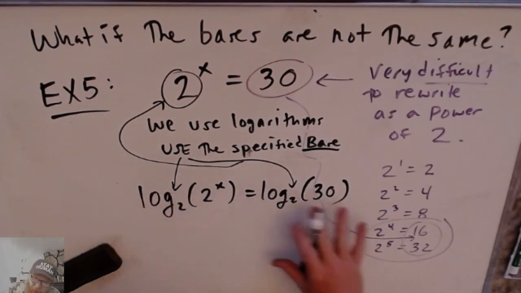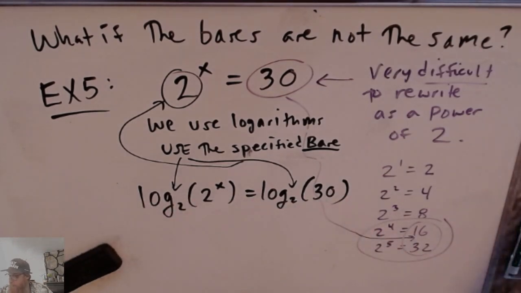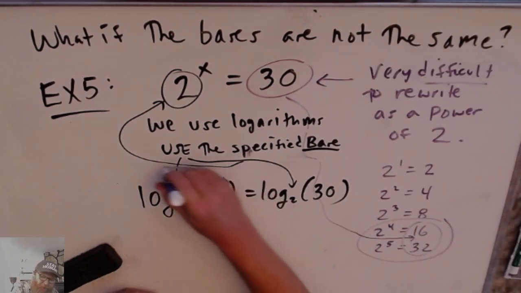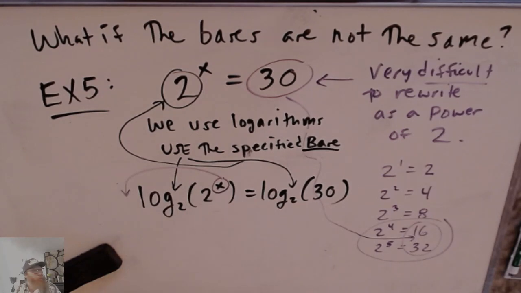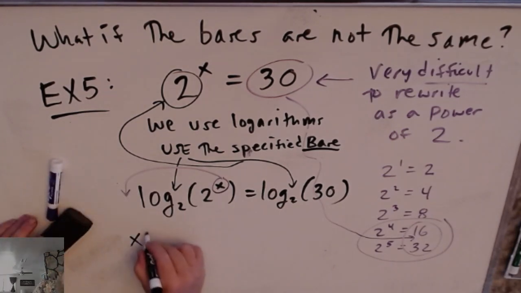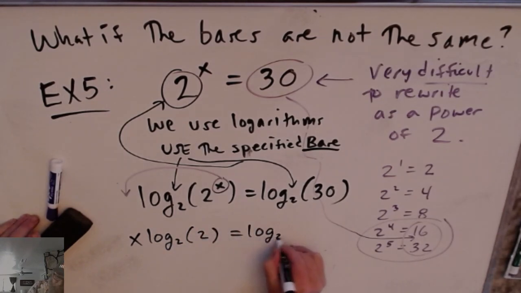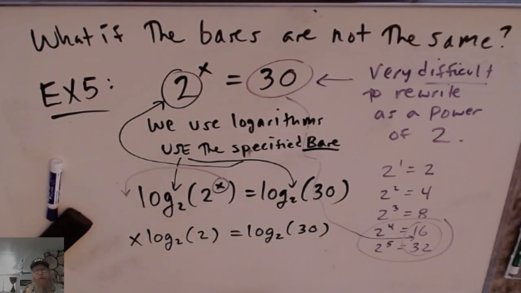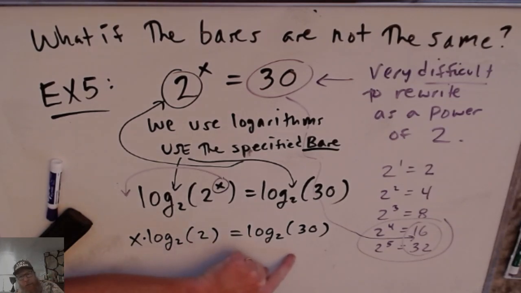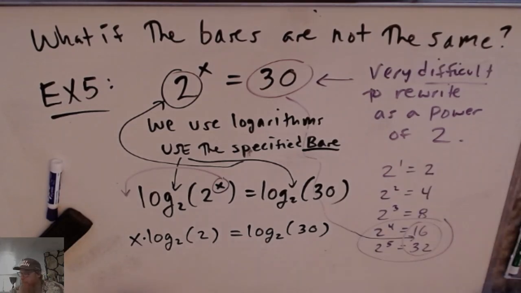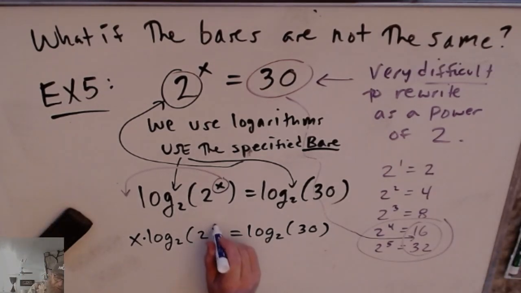Now, we discussed the properties of logarithms. One of those very important properties was the power property, that you could bring the power down to the front. And now you have x times, technically this is being multiplied, log base 2 of 2 is equal to log base 2 of 30. And now use a little bit of mental math.